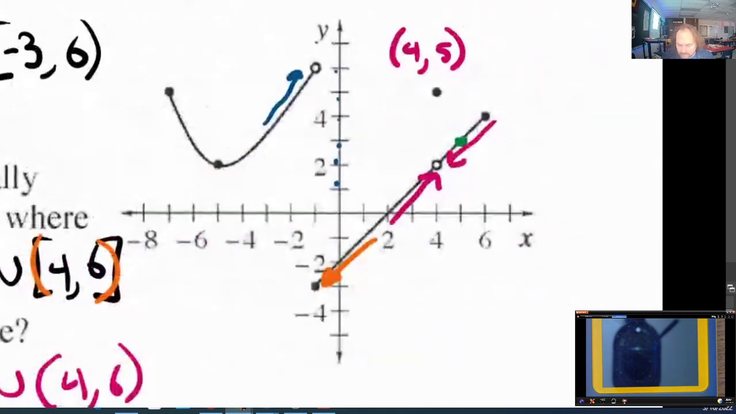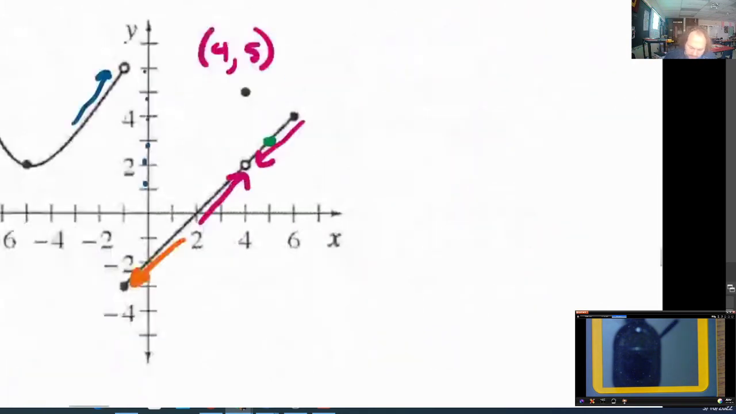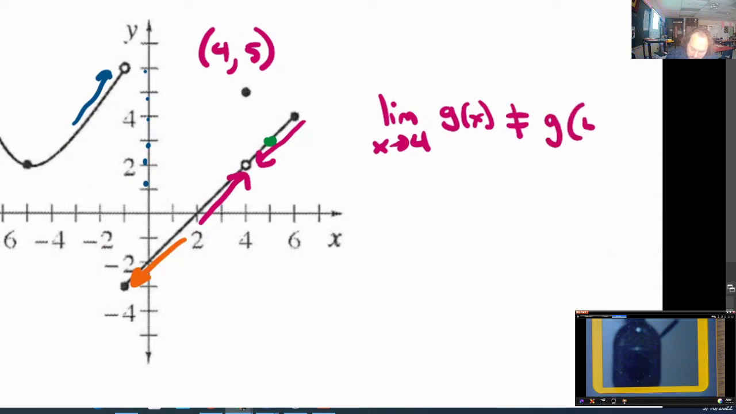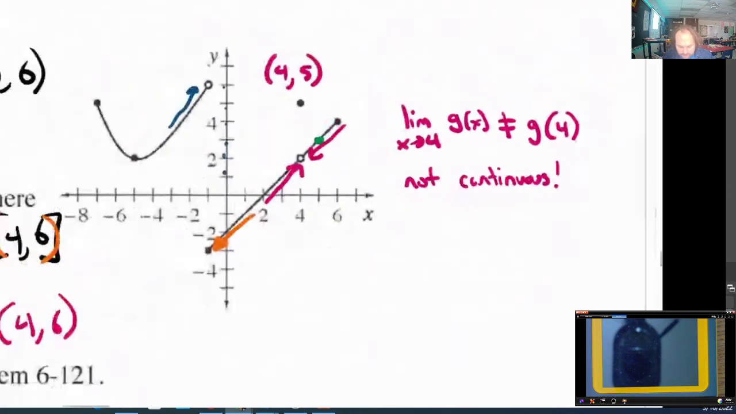Since they are approaching the same thing right there, they are approaching 2, even though the actual point is 5. In this case, it might be worth noting that the limit as x approaches 4 of g of x is not the same thing as g of 4, which is why it's not continuous. They didn't ask us for that, but I'm going to point it out anyway, because we should point it out. Let's move on to a different question.